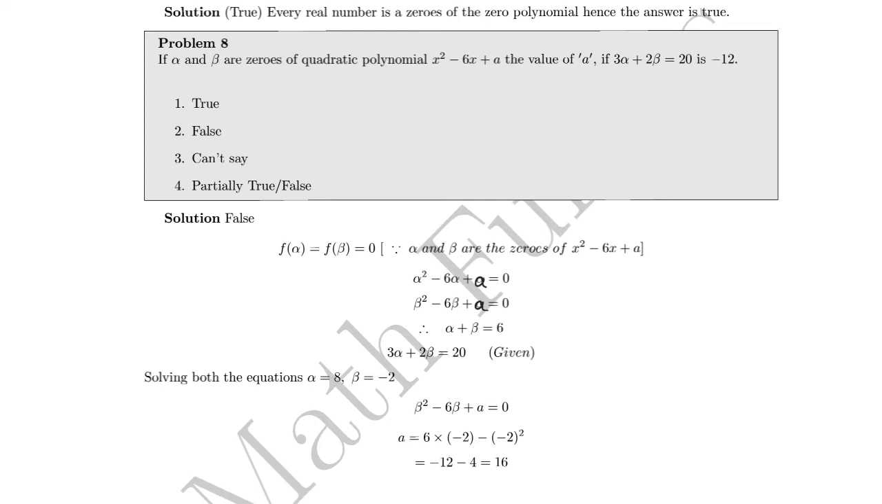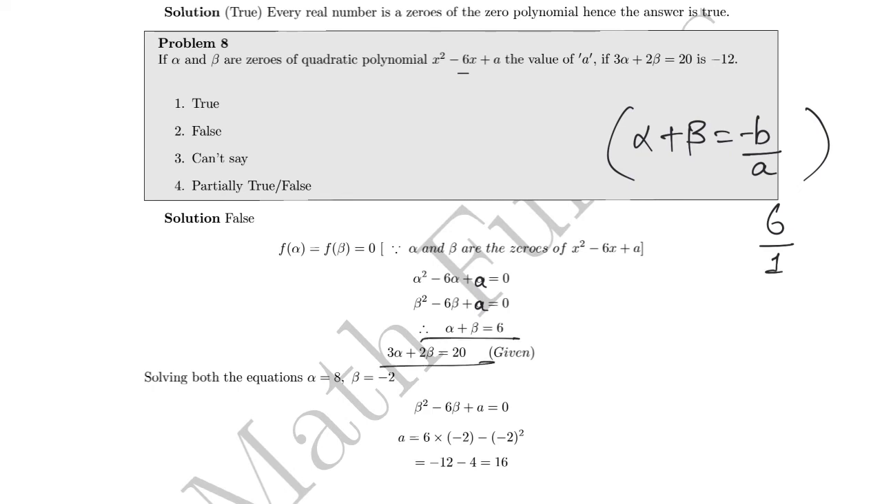And we know the sum of the zeros, let's say they are alpha and beta, then alpha plus beta is equal to minus b by a. Here b is equal to minus 6, then minus of minus 6, that is 6, and a is 1. So here we get alpha plus beta is equal to 6. And we know that 3 alpha plus 2 beta is equal to 20, that is given here. Then solving both the equations, we get alpha is equal to 8 and beta is equal to minus 2. You can solve by substitution or elimination method.